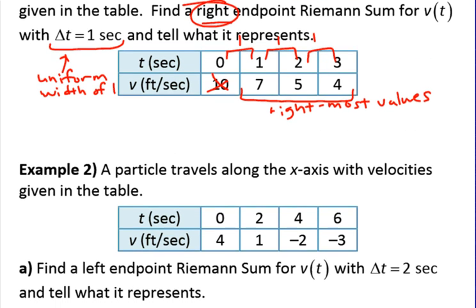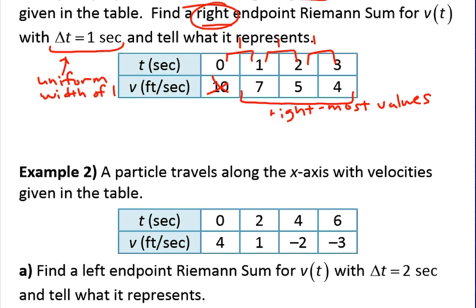Okay, so to calculate this, we have a uniform width of 1. So I'm going to multiply 1 times, now we're going to add up each of those velocities. So the velocity at 1 is 7 plus 5 plus 4. So that's, what is that, 12, 16. Okay? So that is 16, and we want to tell what it represents.